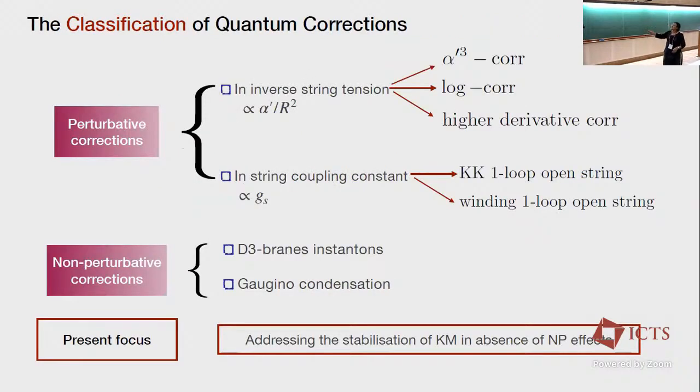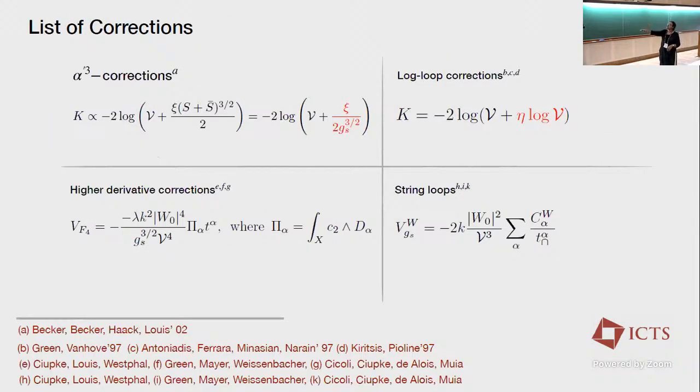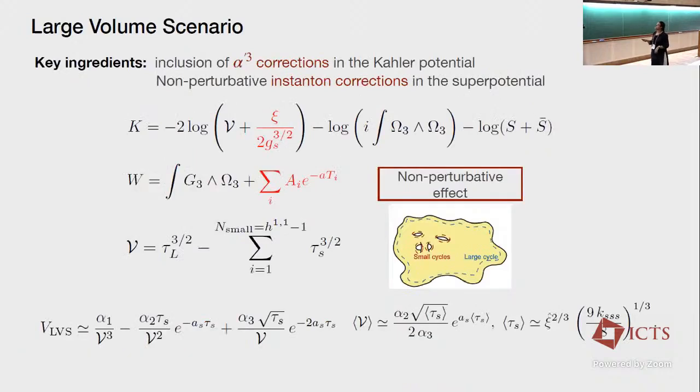Now, these are the types of corrections that are possible to make your VFT, the potential for the scalar moduli, non-zero. So I will be adding these 4 corrections. If you have questions, I will answer at the end, but let me just flash these corrections and go to my results. How long do I have? 7 minutes? Okay.